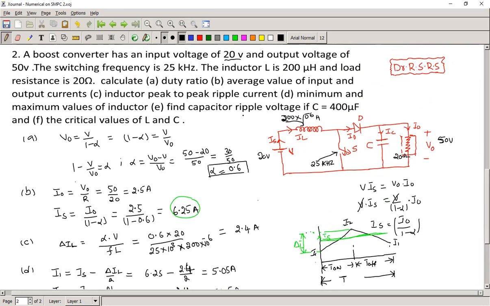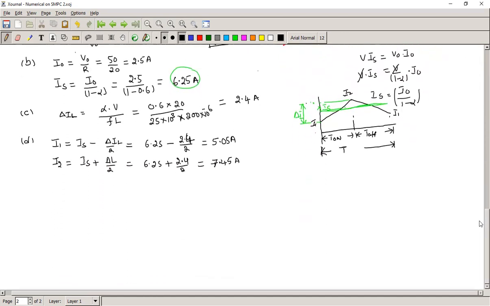In E bit, again you go for the question: find the capacitor ripple voltage if the capacitance value is 400 microfarads. In case of a boost converter, we have a direct expression for delta V naught equal to delta VC, because both are connected in parallel: alpha I naught divided by F into C.